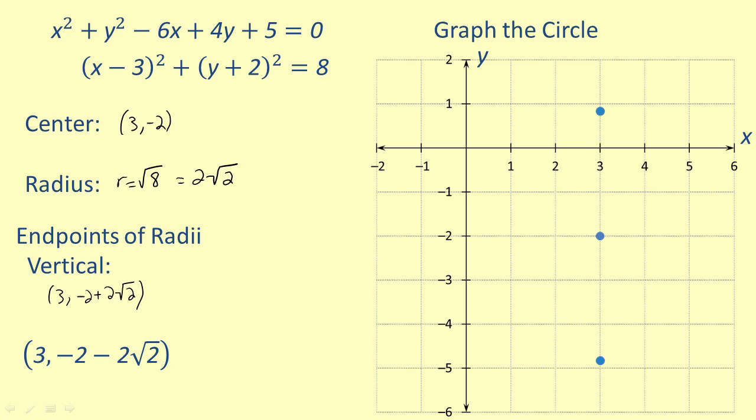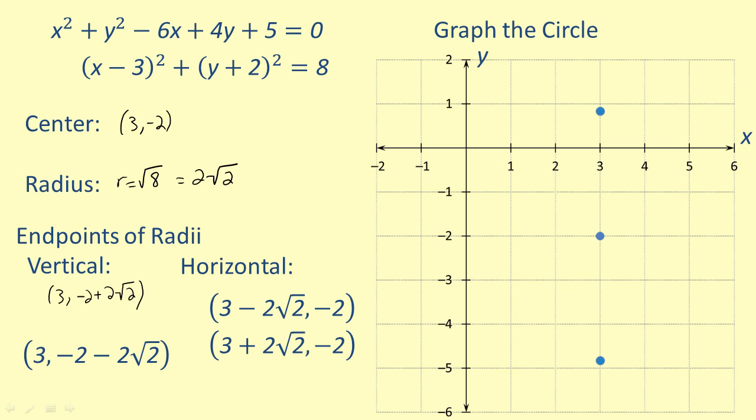Similarly, we find the endpoints of the horizontal radii by adding 2 times the square root of 2 to, as well as subtracting it from, the x-coordinate of the center. We plot these points and then draw a smooth curve passing through them. This is the graph of the circle defined by the equation x squared plus y squared minus 6x plus 4y plus 5 equals 0.